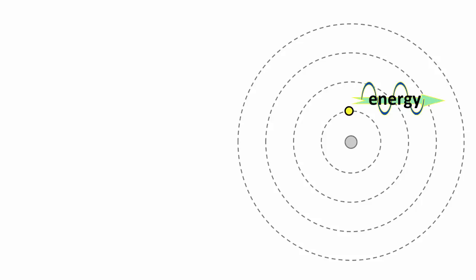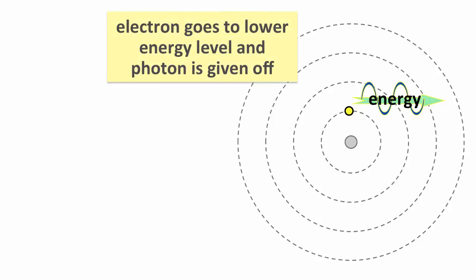And it will emit energy in the form of a photon of light of very specific wavelength, frequency, color, or energy. And the photon that's given off, or the sum of the photons that are given off, is what we see as the emission spectrum of that element.